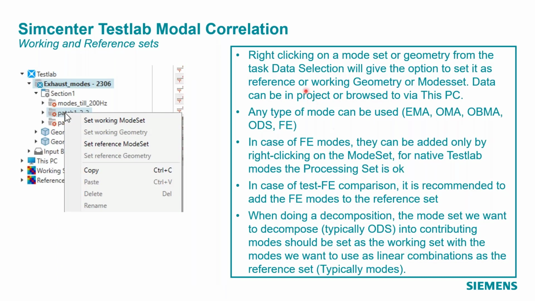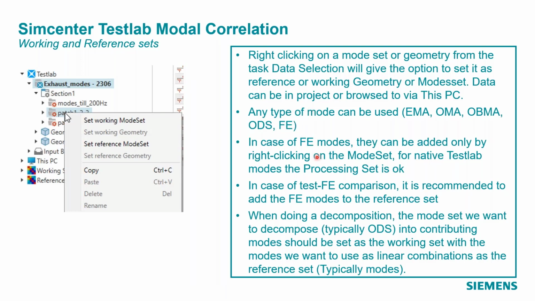Okay, so I talked about this on the previous slide. I can right-click on a mode set or geometry to set it as a working geometry or mode set and a reference geometry or mode set. The modes can come from anywhere. So experimental modal, operational modal, order-based modal, operating deflection shapes, or from finite element model. And these FE modes can come from Universal, SimCenter 3D, ANSYS, Nastran, and Abaqus.